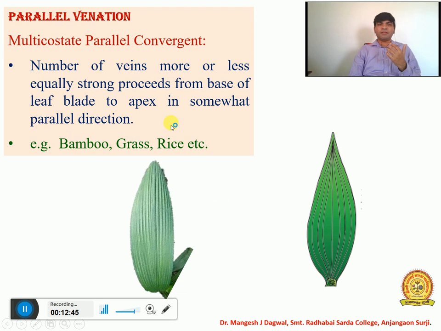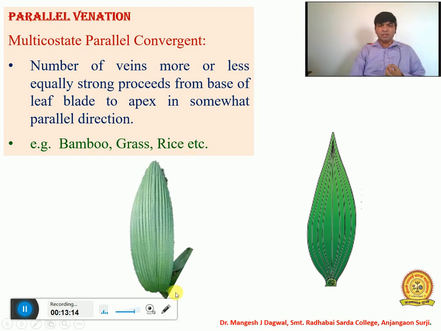Another type is called multicostate parallel convergent type of venation. A number of veins, more or less equally strong, proceed from the base of the leaf blade to the apex in a somewhat parallel direction, converging toward each other in a curved manner but not intersecting with each other. For example, in bamboo leaf, grass leaf, and rice, there are a number of examples of the multicostate parallel convergent type of venation.